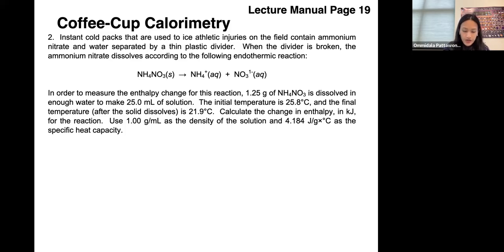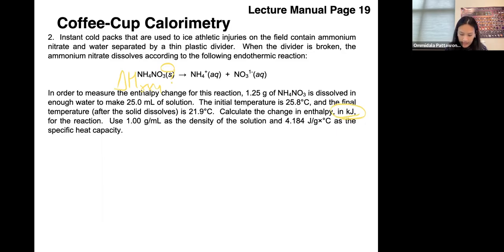All right, let's check your answer together. In this case, we are looking at an instant cold pack reaction of dissolving ammonium nitrate in water. So solid ammonium nitrate becomes ammonium aqueous and nitrate aqueous. It's asking you to measure the enthalpy change, which is the heat of reaction, the delta H. So we need to find this, because it's asking us to calculate the change in enthalpy. Oh, and it's asking in kilojoules, so don't forget that.